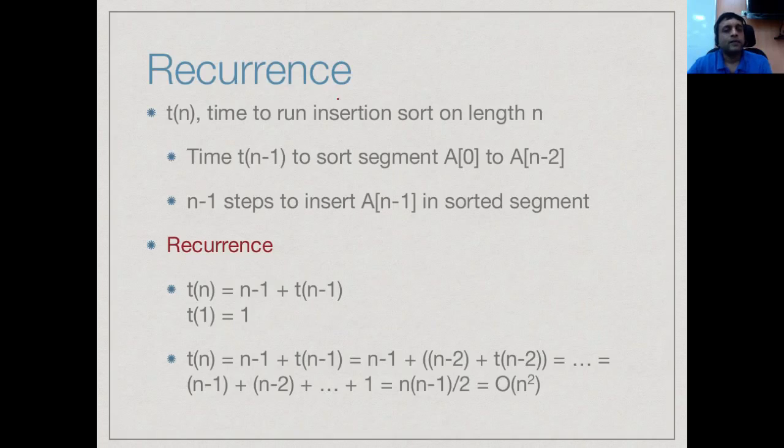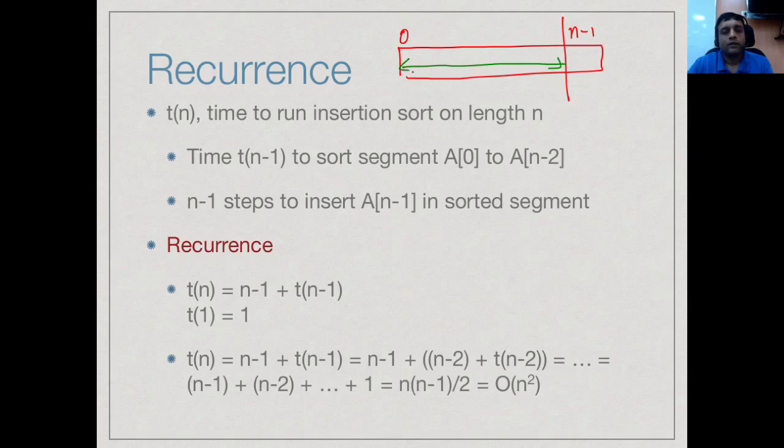So how much time does this take? Once again, this is just to give you practice in looking at recursive algorithms and writing down the analysis. Whenever we have a recursive algorithm, we write a recurrence. That is, we write a formulation of T of n in terms of smaller values of T. So let's try to analyze this recursive algorithm, looking at it slightly differently from the way we have formulated the algorithm. If we want to sort A0 to An minus 1, then we are recursively sorting this segment and then inserting this value.